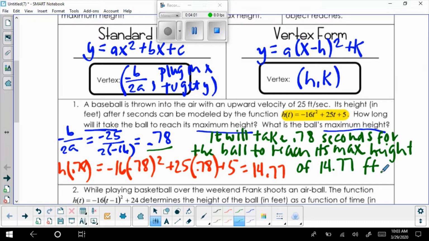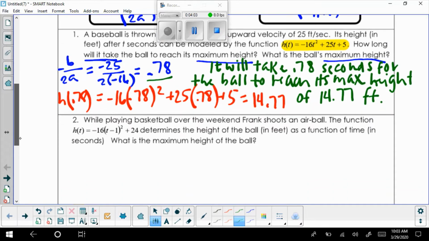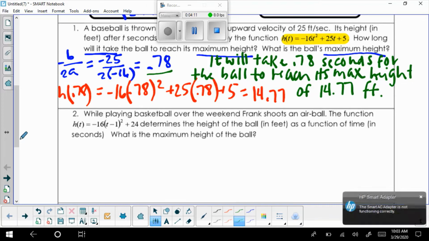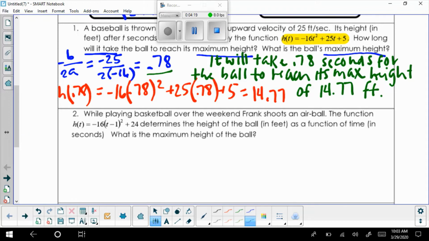All right, let's look at number 2. While playing basketball over the weekend, Frank shoots an air ball. The function h of t equals negative 16 times t minus 1 squared plus 24 determines the height of the ball in feet as a function of time. What is the max height of the ball?